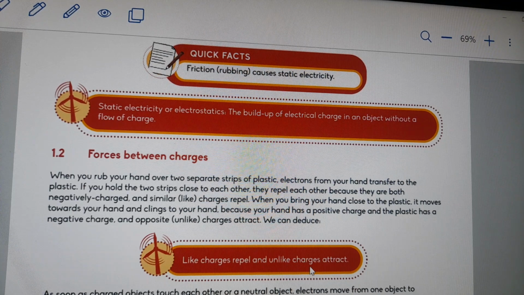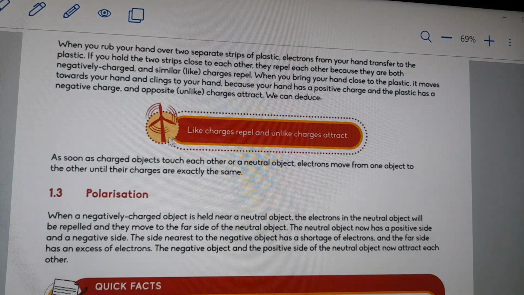And unlike charges attract, so if I have a positively charged material and a negatively charged material, they will come into contact with each other. They will attract. So very important: like charges repel and unlike charges attract. As soon as charged objects touch each other or a neutral object, electrons move from one object to the other until their charges are exactly the same.